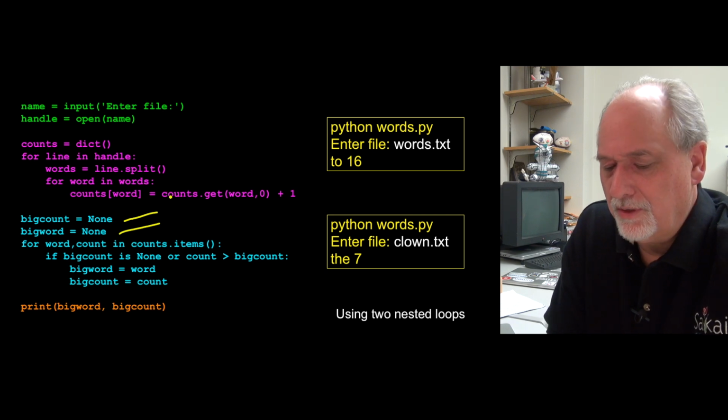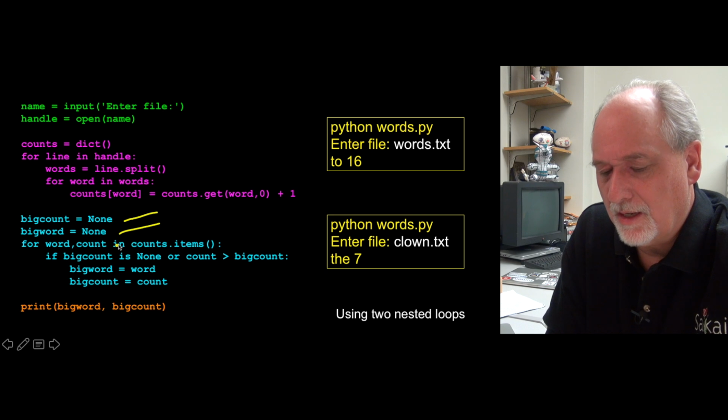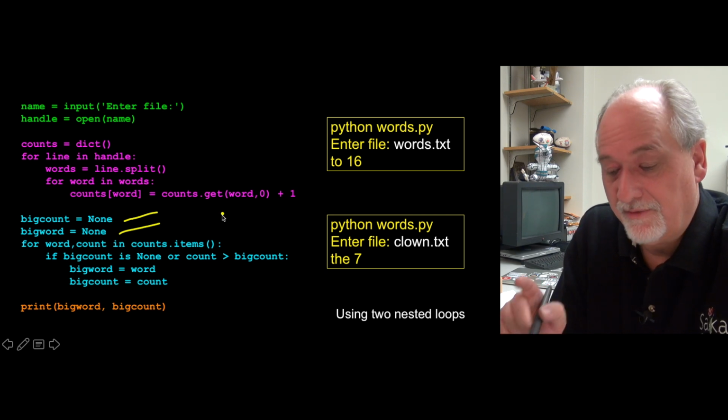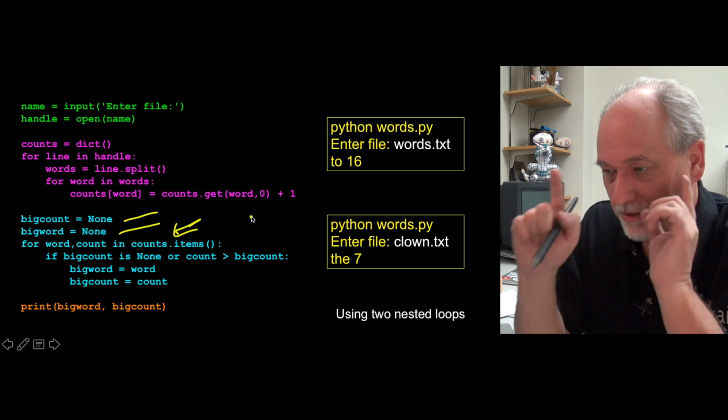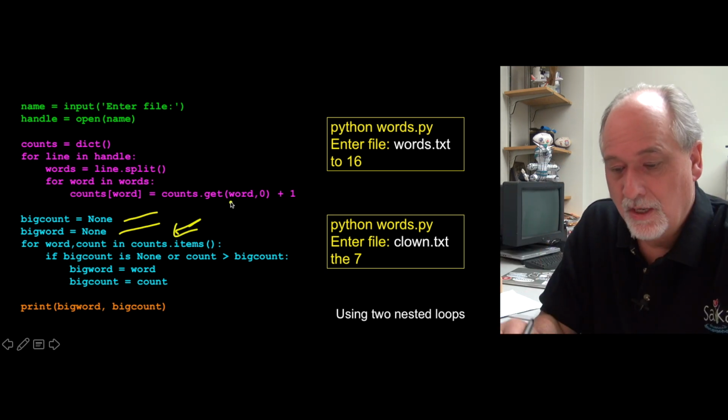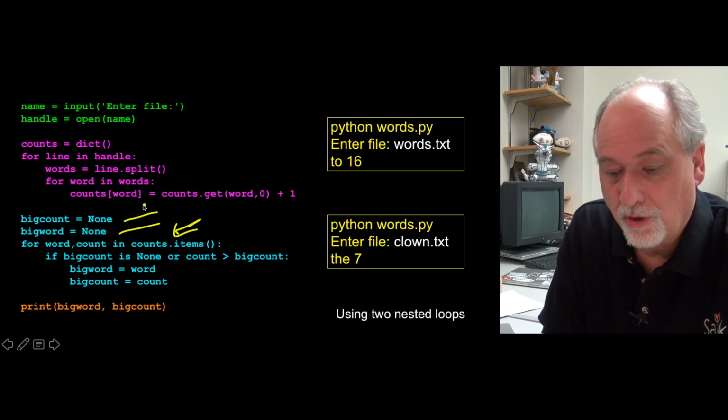And so then we're going to write one of these cool things that says for word comma count. So word and count are going to go through the key value pairs, because we've got items here. It's going to loop through each key value pair. There could be a million words in here. We're going to go through every one.